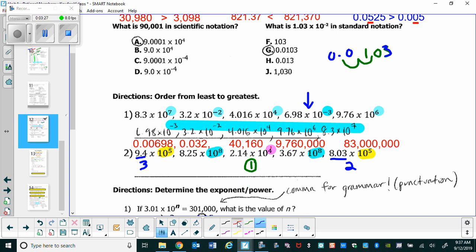Now same thing when our 8s tie. This is the next smallest. And then 8.25 times 10 to the 8th, that one would be the biggest number. Okay?